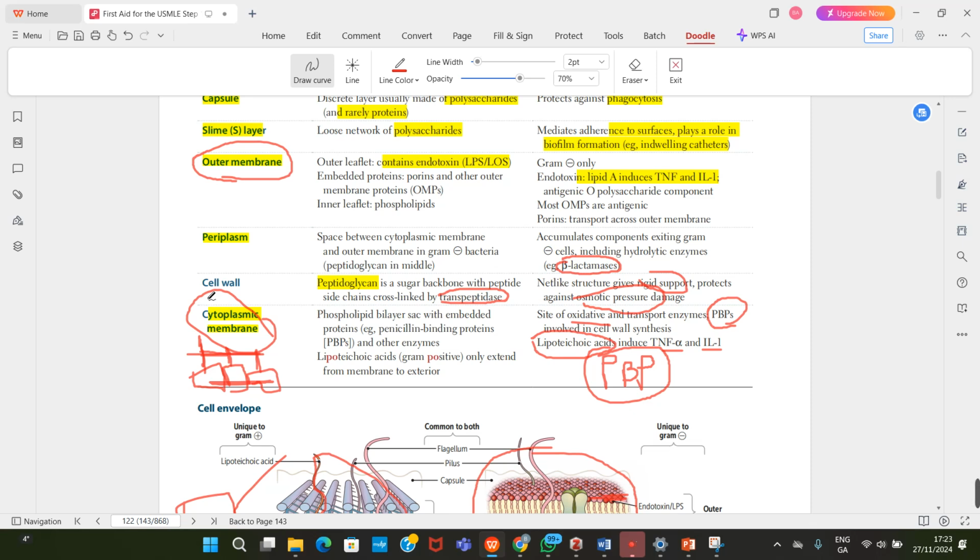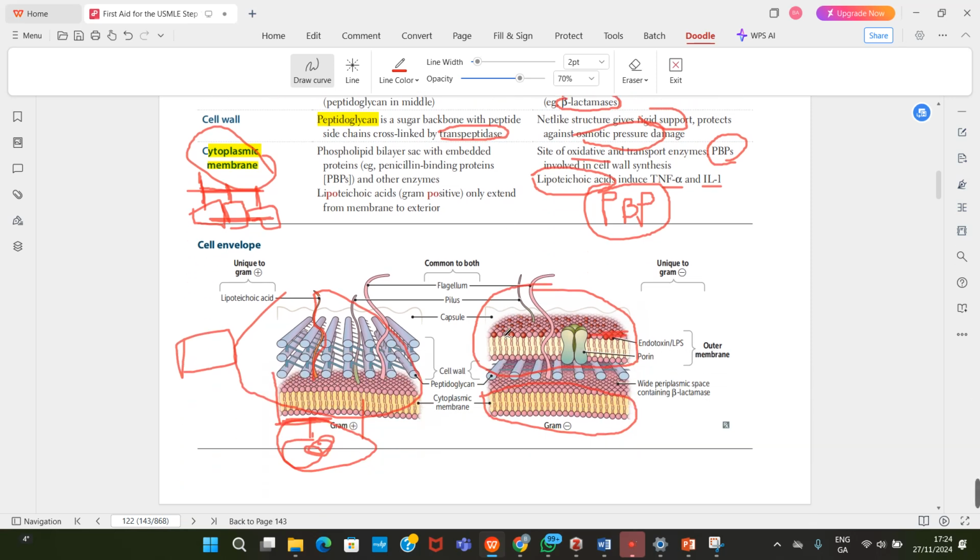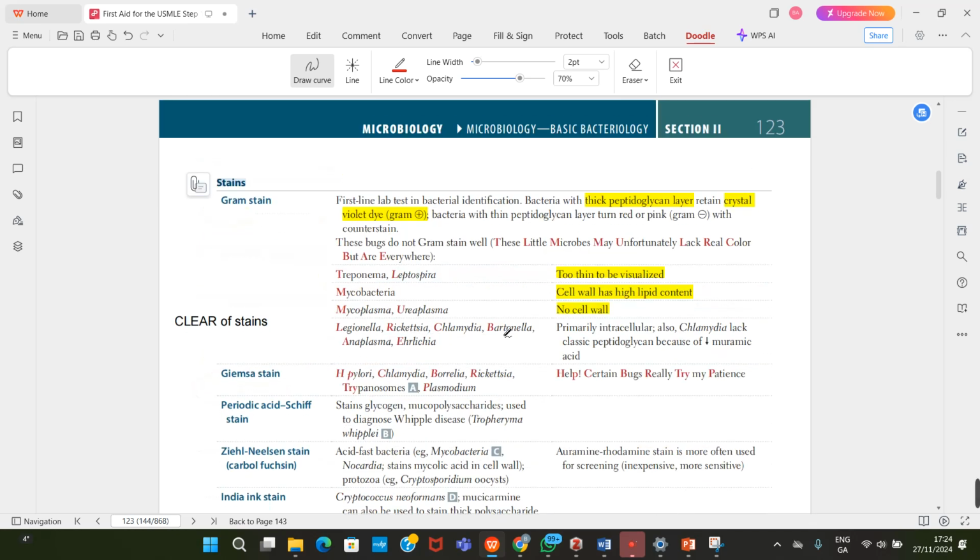Where do you find the penicillin binding protein? In the cytoplasmic membrane. Which other protein do you find in this cytoplasmic membrane that can allow food to enter into the cell? The transport protein, the transport enzyme, and the oxidative enzyme. What other thing do we have in this cytoplasmic membrane? Lipoteichoic acid, which is more like the equivalent of LPS and LOS in the gram-negative, that helps gram-positive induce sepsis. This is well explained here. We should take note of all those things.